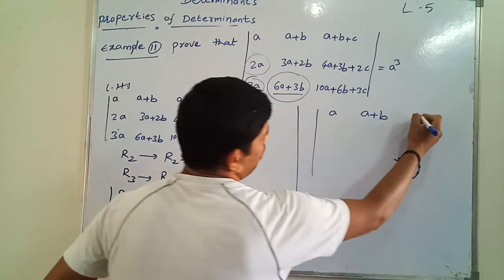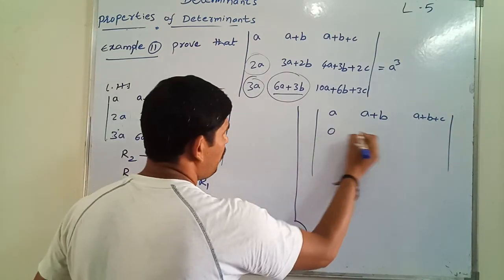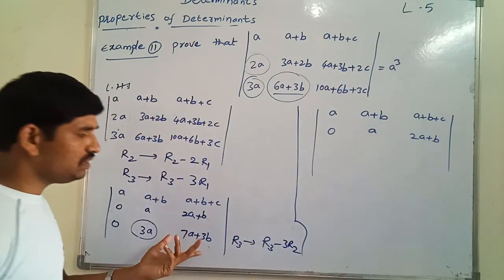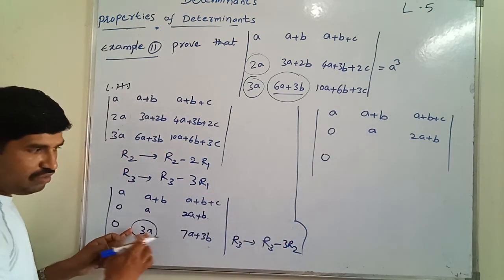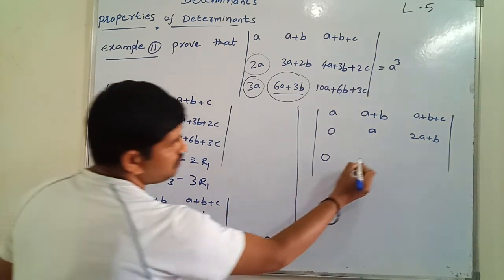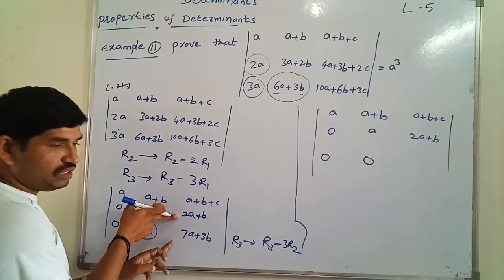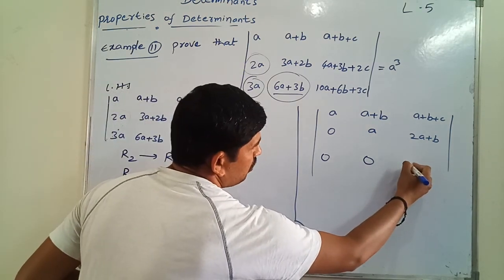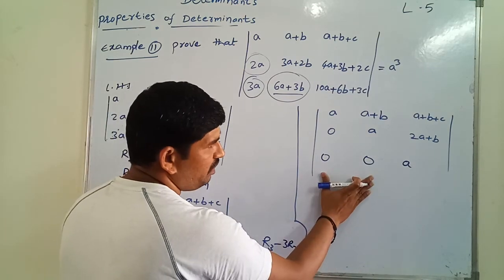A plus b, next a plus b plus c. This is R1, and R2 we can write directly, no need to change R2: 2a plus b. And what is the change in R3? 0 minus 0 is 0, and this is 3a. We are multiplying R2 with 3, so 3a minus 3a is 0. And this total part we are multiplying with 3, 7 minus 6 is a. Next 3b minus 3b is 0. So we got this determinant.